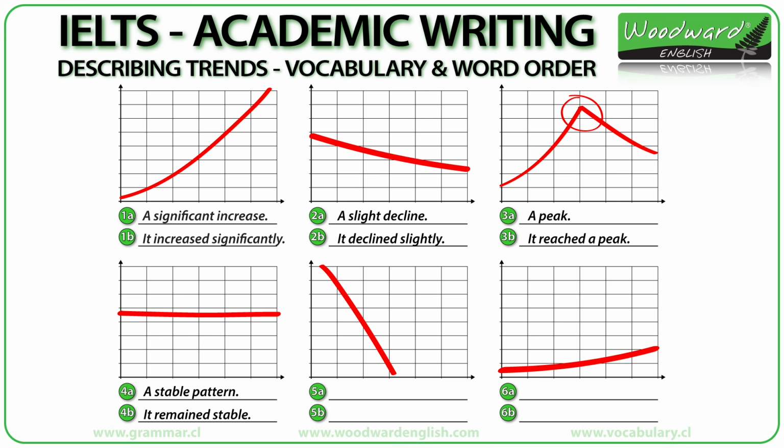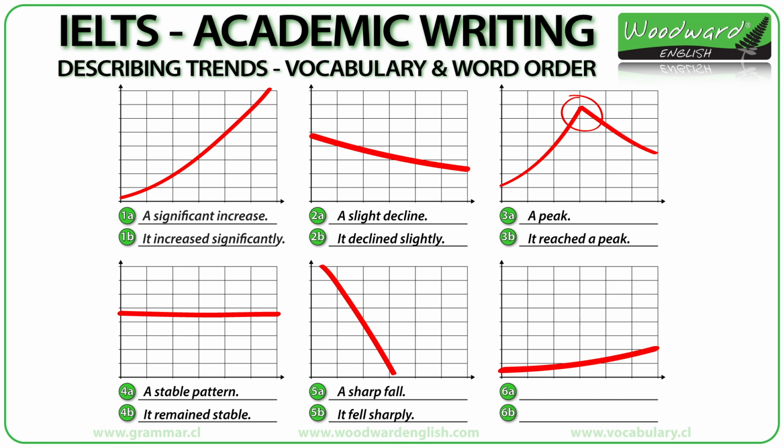What does graph 5 show? It shows a sharp fall or a sharp drop. How can we change this to include a verb? It fell sharply. Remember that the past tense of fall is irregular. It is fell. It fell sharply.